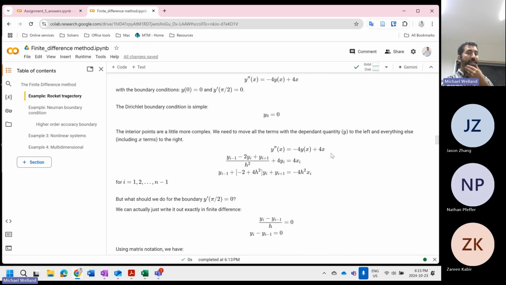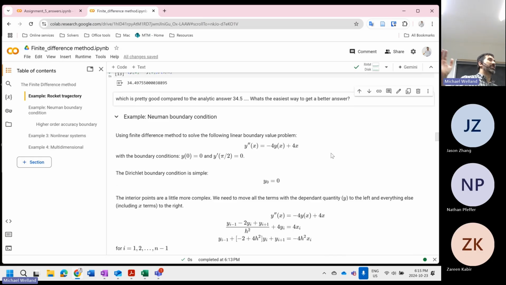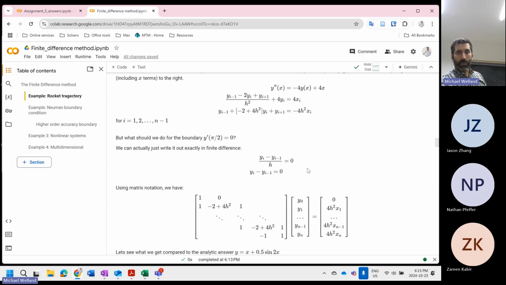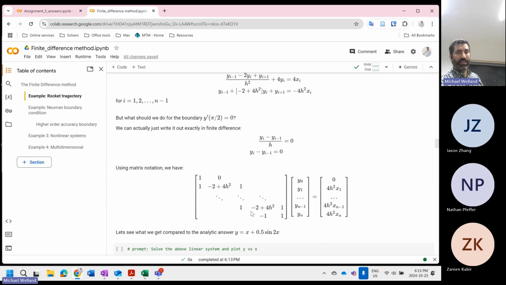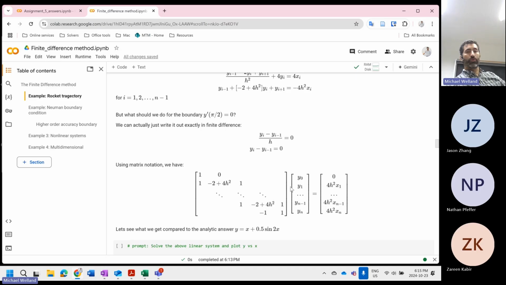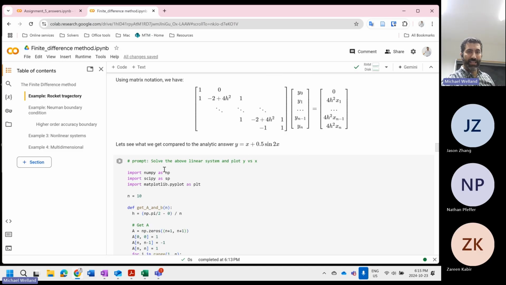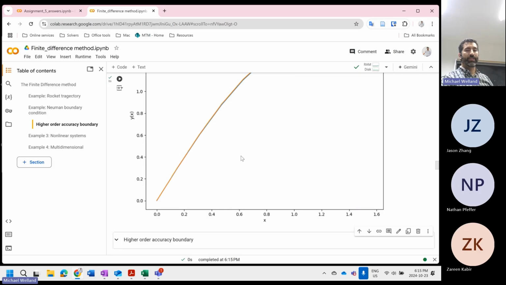Okay? With the Neumann condition, it's actually super simple because we know how to do finite difference. So we look at that and we say, well, okay, we do backward difference because we're at the end, and we say the difference between that value and that value divided by h is that. Okay? We put that into here. This is our matrix. I'm not going to go through this because we're out of time. And let's see how the answer compares to the analytic answer, which is that guy. It's actually wrong in the textbook.